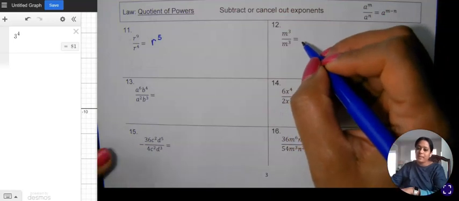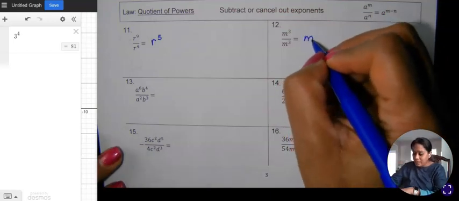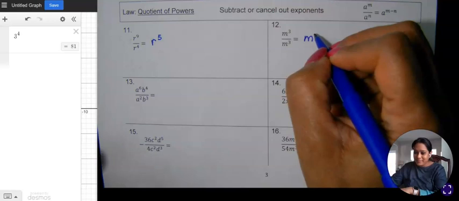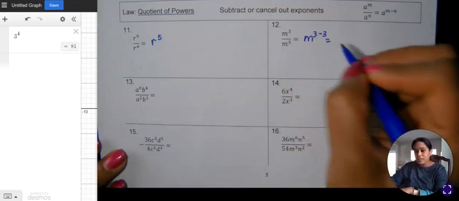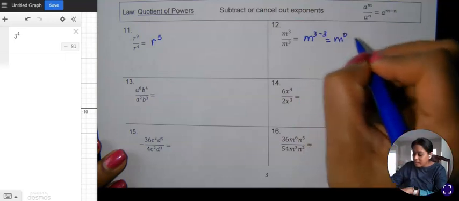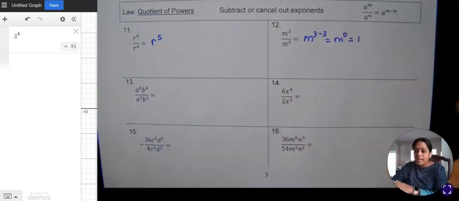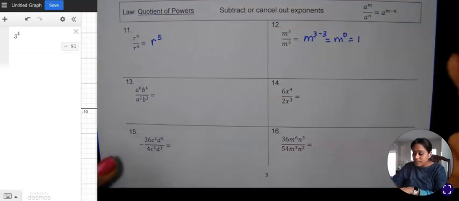Here, well, this one, I'm going to go ahead and write it out for you and show you. It's my daughter singing. 3 minus 3. So 3 minus 3 is 0. And that is equal to 1. Anything to the 0th power is equal to 1.